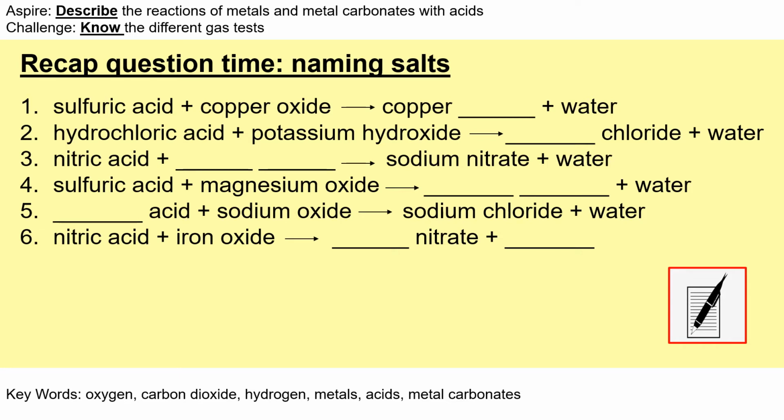The third one is nitric acid plus something something gives sodium nitrate plus water. Question number 4, sulfuric acid plus magnesium oxide gives something something plus water. Question 5, something acid plus sodium oxide gives sodium chloride plus water. And question 6, nitric acid plus iron oxide gives something nitrate plus blank. So what I would like you to do is have a go at these. I'm going to give you 5 minutes to complete this task. Off you go.